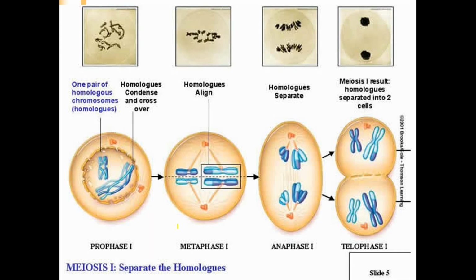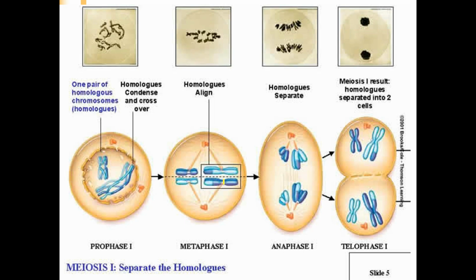So I want to show you the picture here. So in this picture here, we started with 4, okay? They paired up, synapsis, they crossed over, okay? They lined up as pairs. Now here you can see the darker blue is on top, the lighter blue is on bottom. That could just as easily have been the other way around. That's where independent assortment comes in.